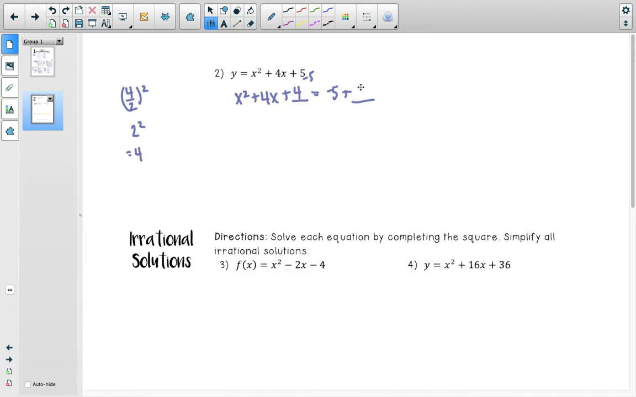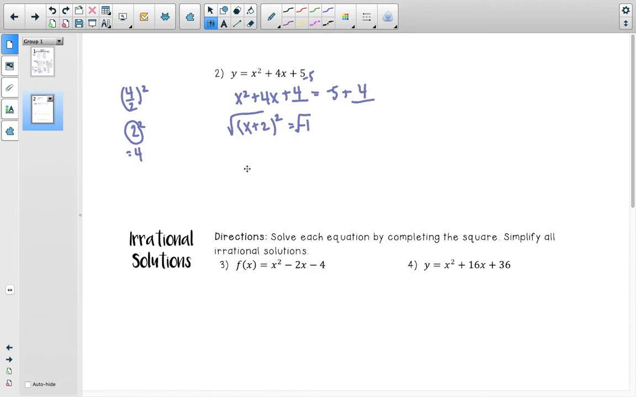All right. Now I told you the trick right here. That number, when 4 is divided by 2, that's actually going to be your factors, and you're going to take the signs with it. So since it's positive, I'm going to have x plus 2 and x plus 2, which is really x plus 2 squared. And negative 5 plus 4 is negative 1. From there, you square root both sides.